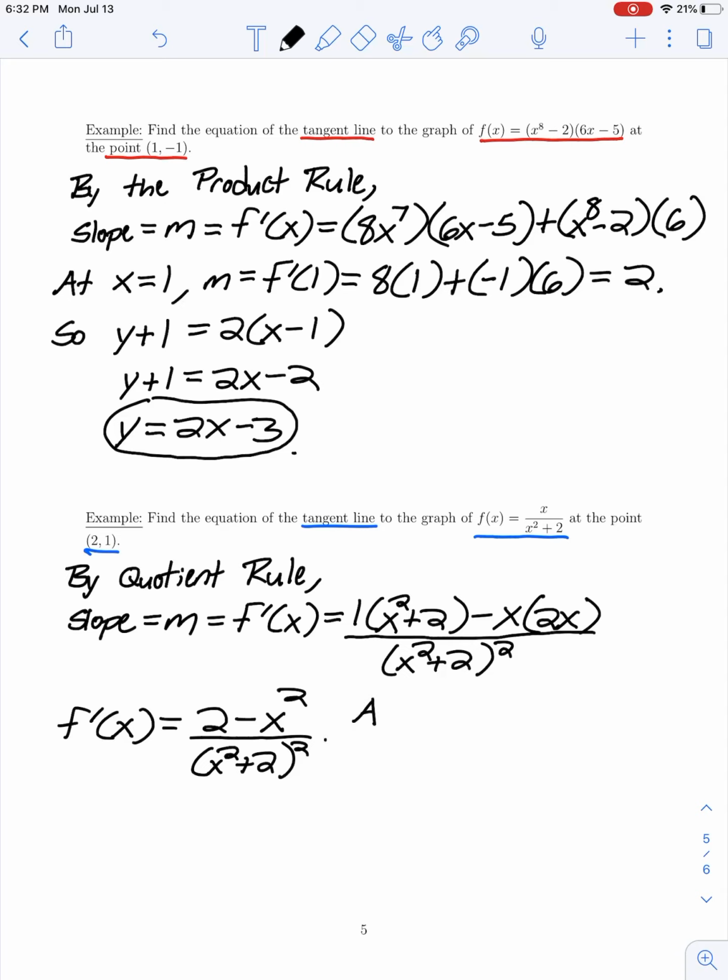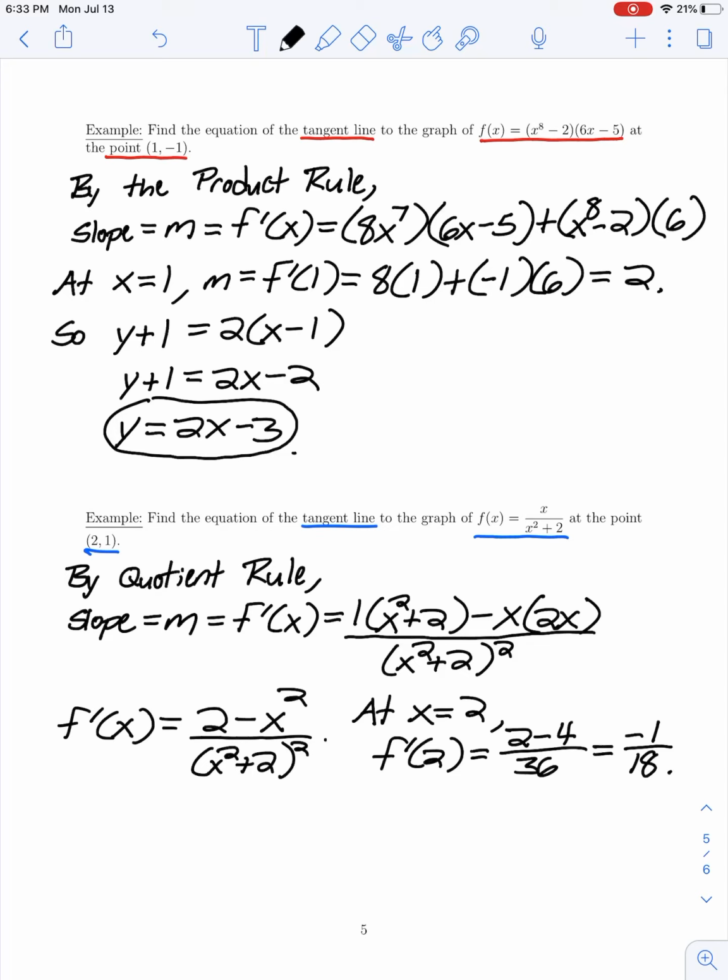So at the specific point of interest, the point (2, 1), x is equal to 2. And so our slope would be f prime of 2. So let's see what we have. Plugging in 2 for x here, our numerator is 2 minus 4. And our denominator would be 4 plus 2, which is 6 squared, or 36. So simplifying, we're left with negative 2 over 36, or negative 1 over 18.